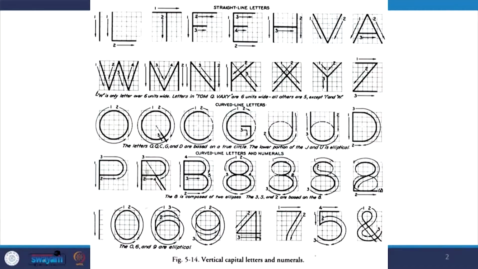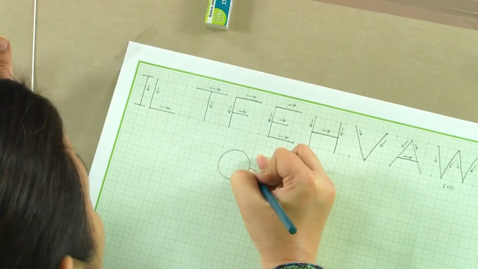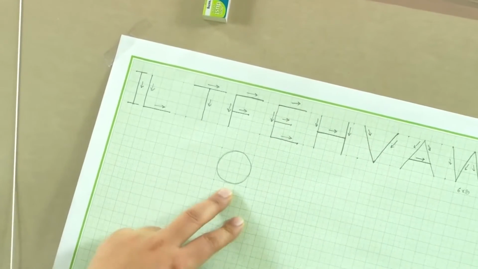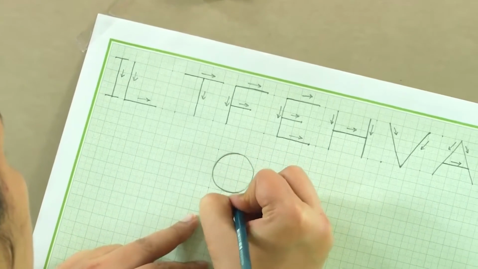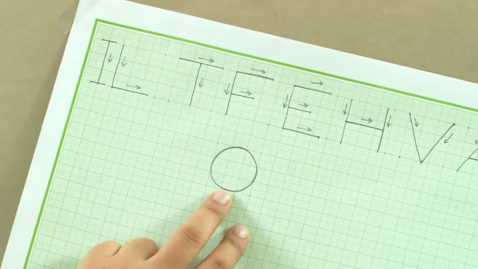Now, we will move on to the curved ones. Now, in this font that we are using, the curved fonts are all perfect circle. So, if you look at this, you would actually be drawing O like a circle. So, that is O. It is a 6 by 6. I will be making all the alphabets in a circle, that is O.